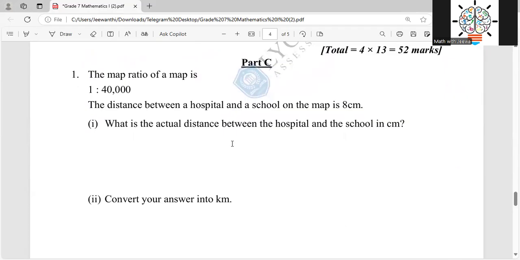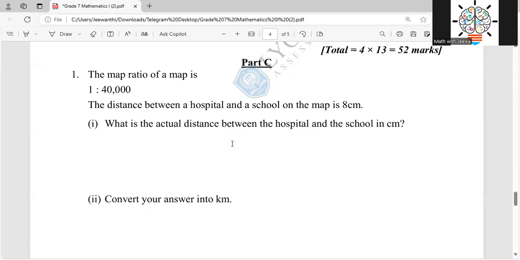In the earlier video we discussed what the map ratio is. That is the ratio between the distance on the map and the distance on the ground, right? Here they say 1 to 40,000. First of all, you want to understand what this means. 1 centimeter on the map represents 40,000 centimeters on the ground.